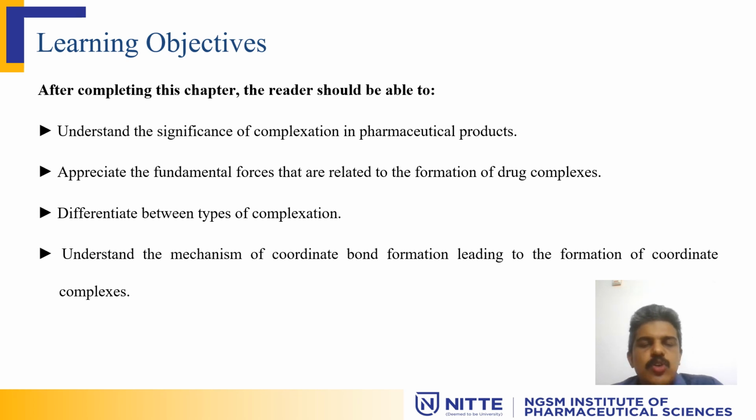And also, we know that there are different types of complexes, like molecular complexes, metal complexes, organic molecular complexes, and inclusion complexes. To differentiate between the types of complexation, there are different complexation processes involved in the formation of various types of complexes. So we are going to study in detail the mechanism behind the formation of each category of complexes. Next, understand the mechanism of coordinate bond formation leading to the formation of coordinate complexes.